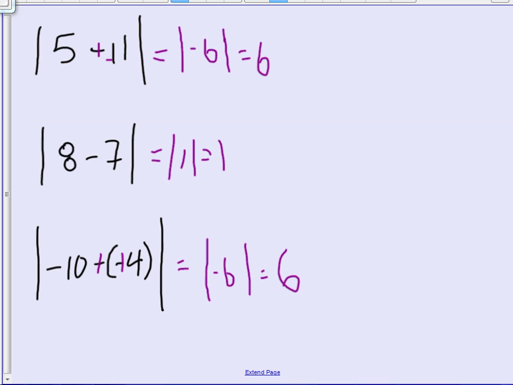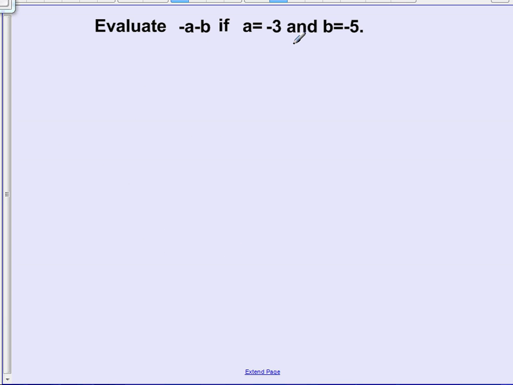All right, and then the last way that subtracting real numbers can apply to another type of problem is when you are working with an algebra problem. So we have evaluate negative a minus b if a equals negative 3 and b equals negative 5. So if I plug it in here, I have to do negative, just like in here, and then my a, which is actually negative 3, and then I subtract negative 5.